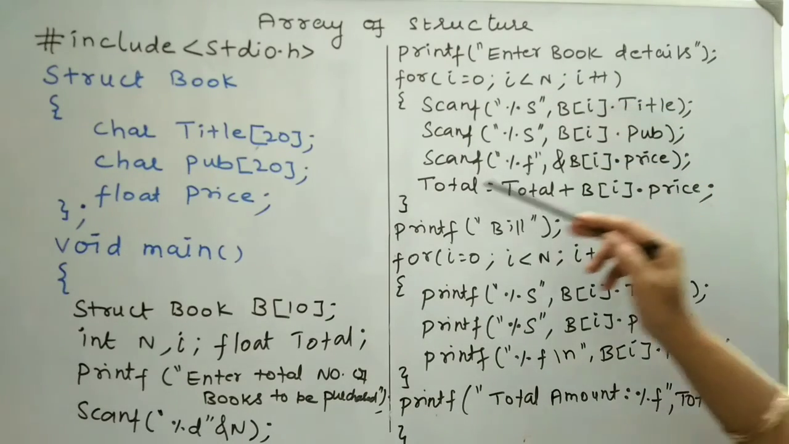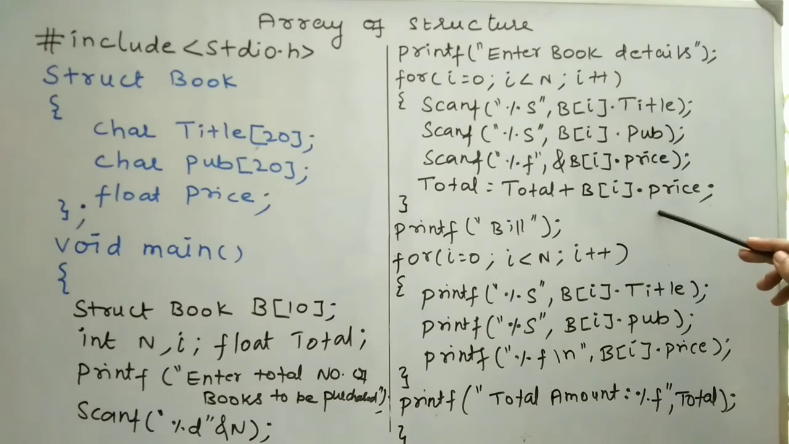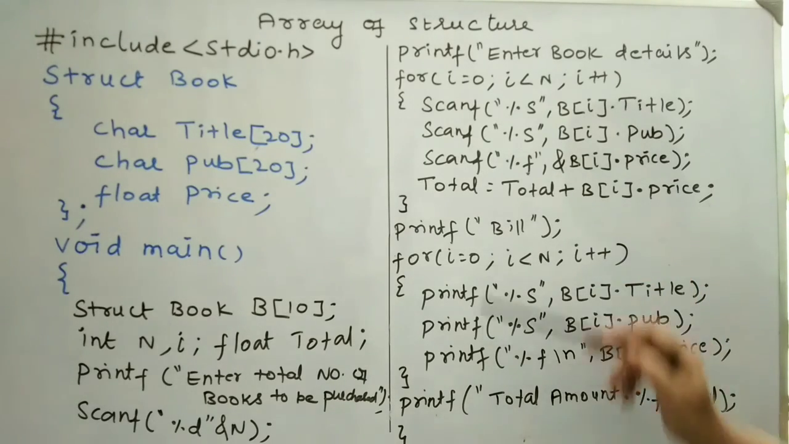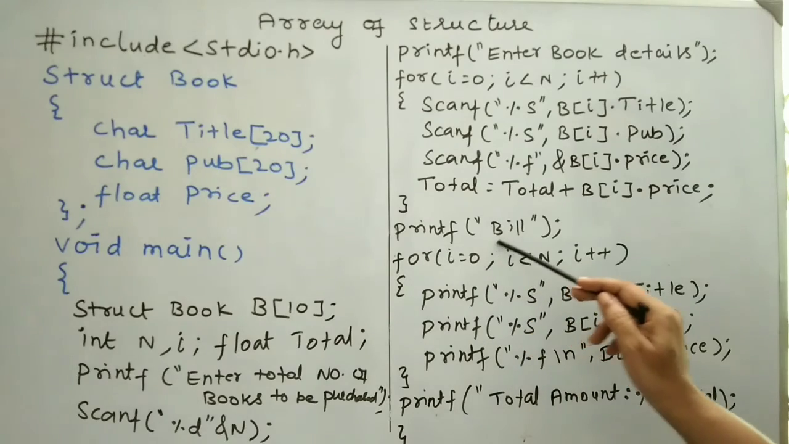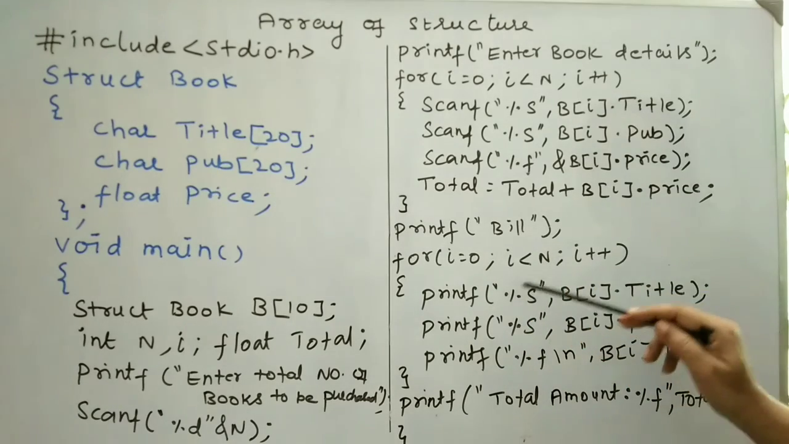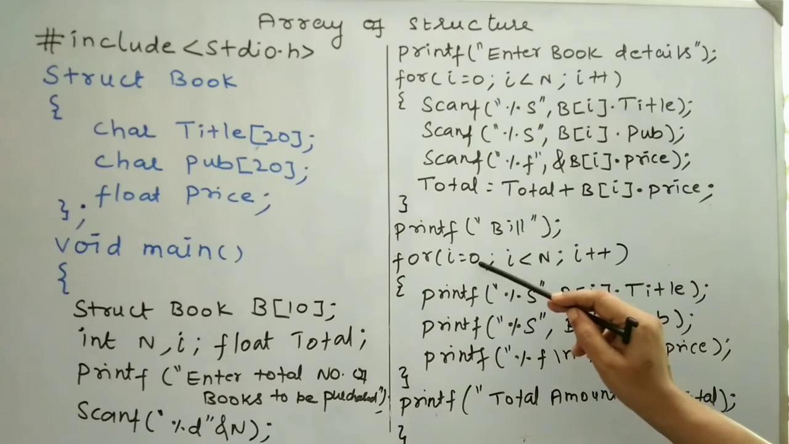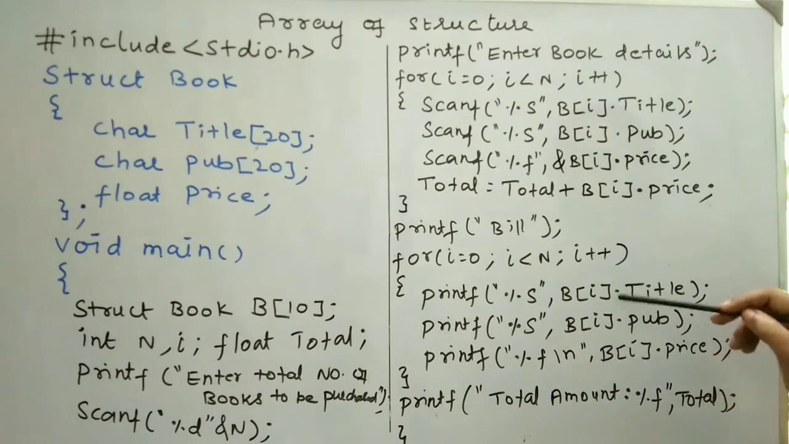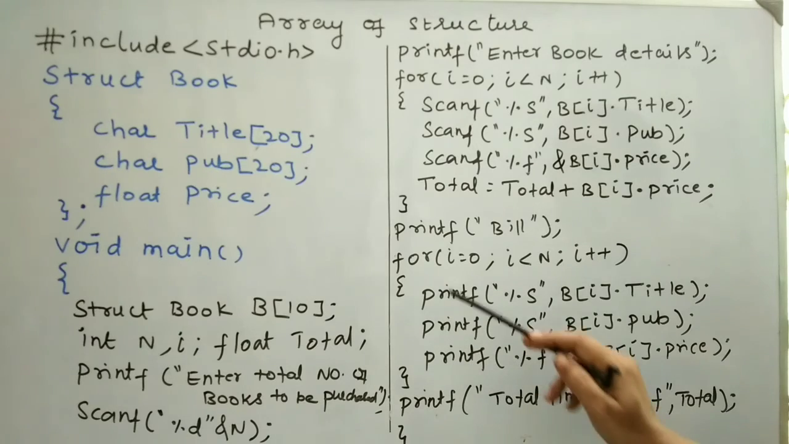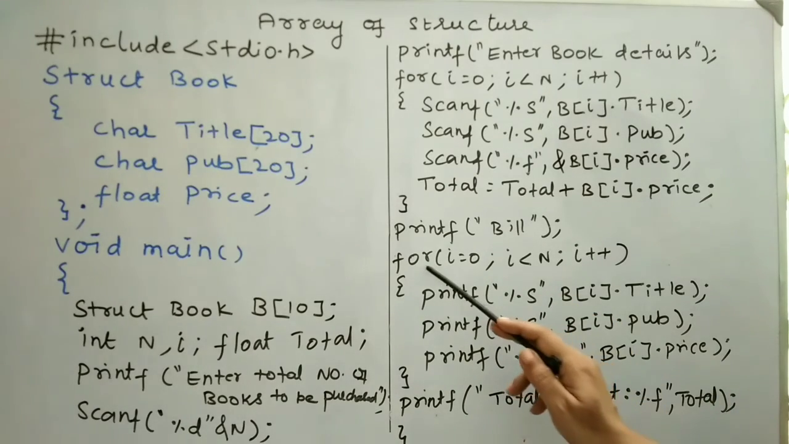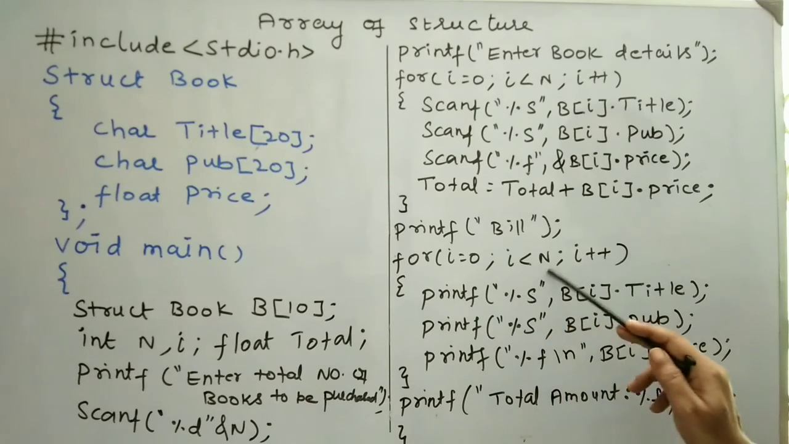After getting the details of the books and computing the total amount, I need to print my output. Before printing the output, I am printing the message bill. After bill, I am printing the details of the books. The details include title, publisher and price, which are stored in the structure variable in index position 0 to n minus 1. When I is 0, the detail of the first book will be printed. When I is 1, the detail of the second book will be printed. So on, all the details of the books will be printed using this printf statement, which is included within this for loop. The for loop is used to vary the index position from 0 to n minus 1.